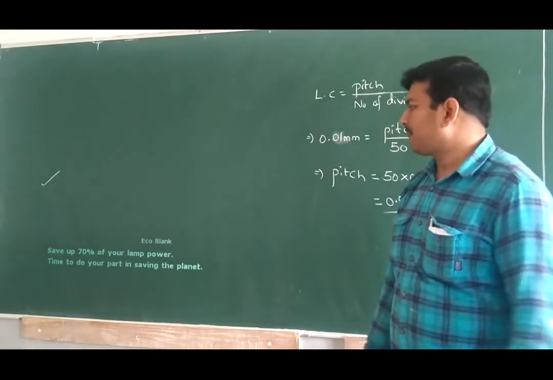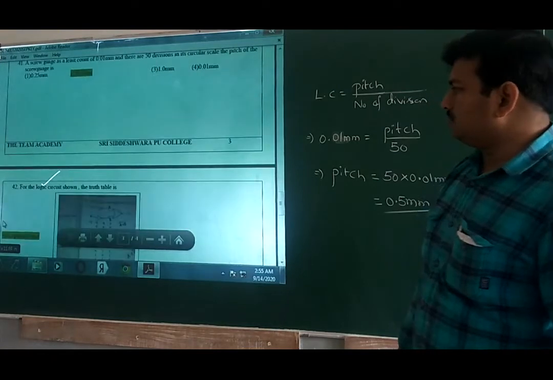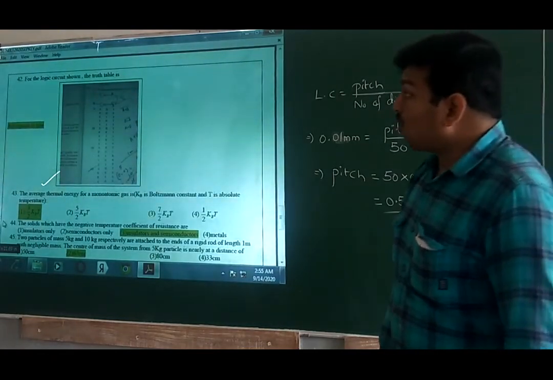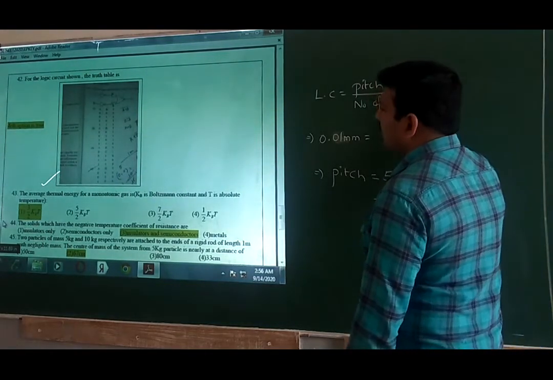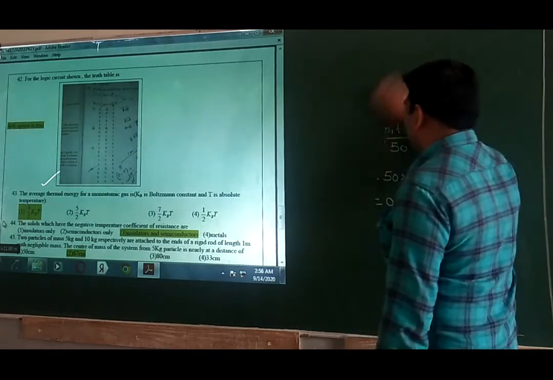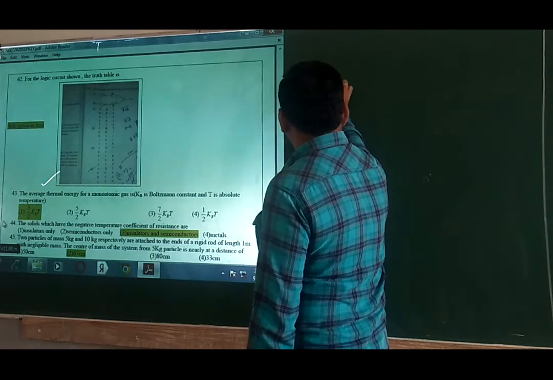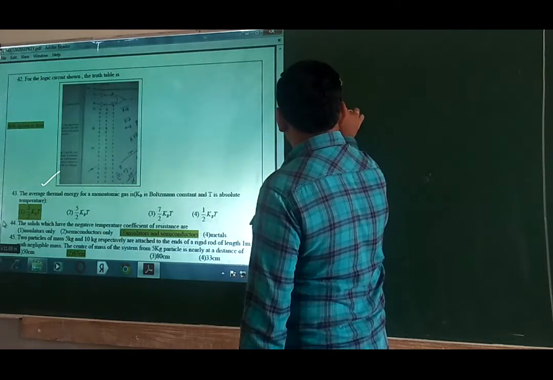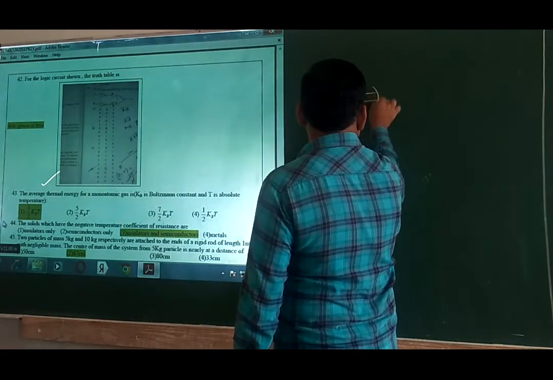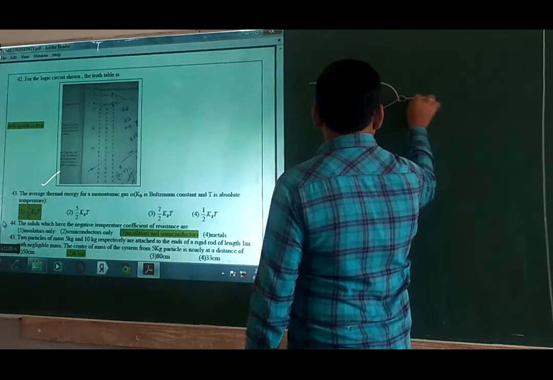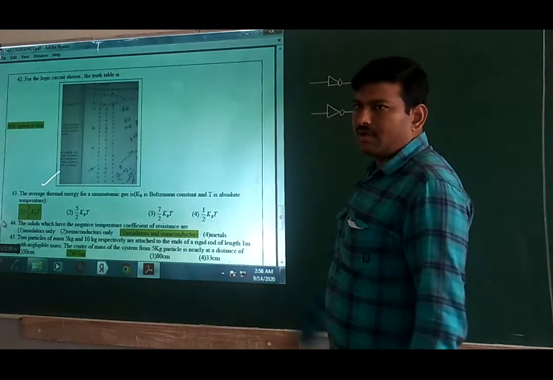Okay, next question is question number 42. Look here. For the logic circuit shown, the truth table is, they are asking. Look at the logic circuit, what they have given first. This is the logic circuit they have given.